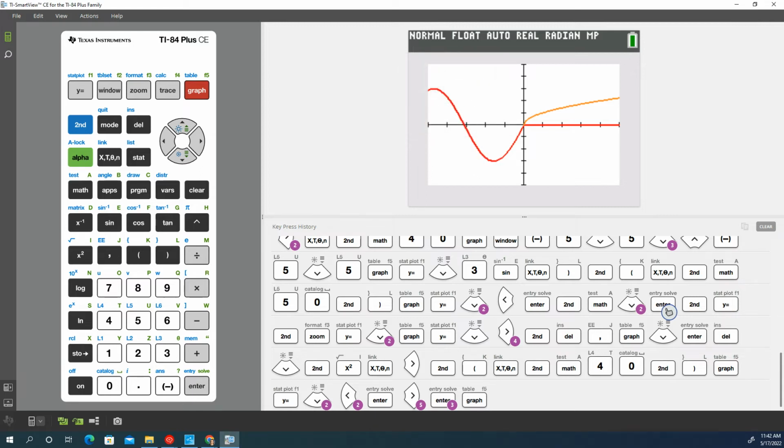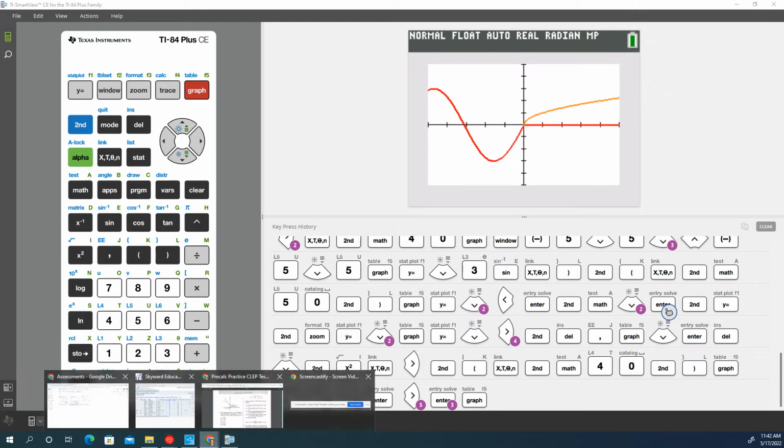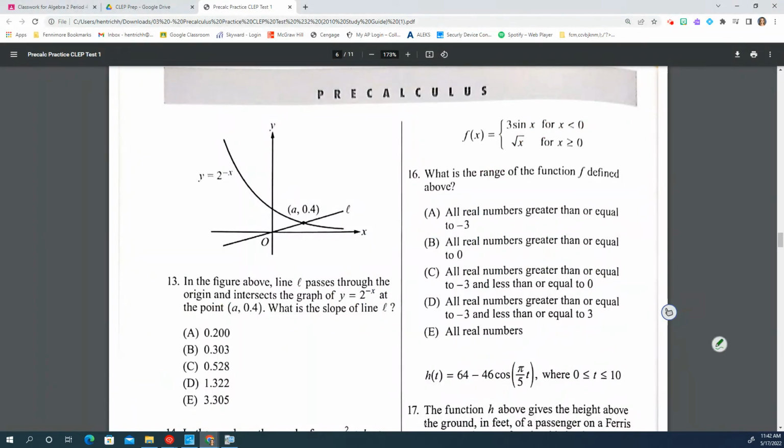Now this only goes high to 3, but this one goes on forever, right? So a square root curve. Yep. So it'd just be all numbers greater than negative 3. Is that option A? A.